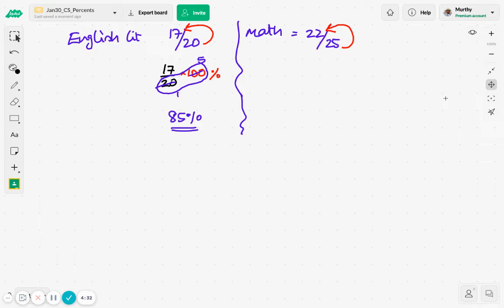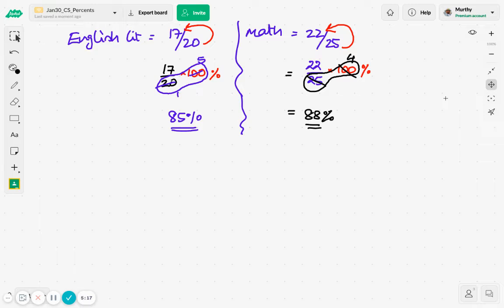And when it comes to math, you got 22 out of 25. Just like the previous question, let me multiply the given fraction by 100 and then put the percent symbol. 22 over 25 times 100 means let's take the butterfly method, then 100 divided by 25 gives me 25 ones, 25 fours. So this is 88%.